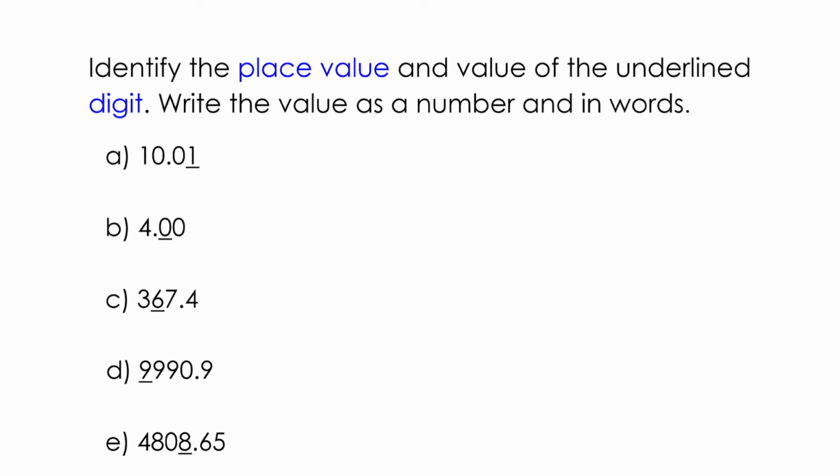Identify the place value and value of the underlined digit. Write the value as a number and in words. Well, let's see what we're going to do here. Well, the place value here, this is hundredths. And we have 1/100th. So we would write this as 1/100th.